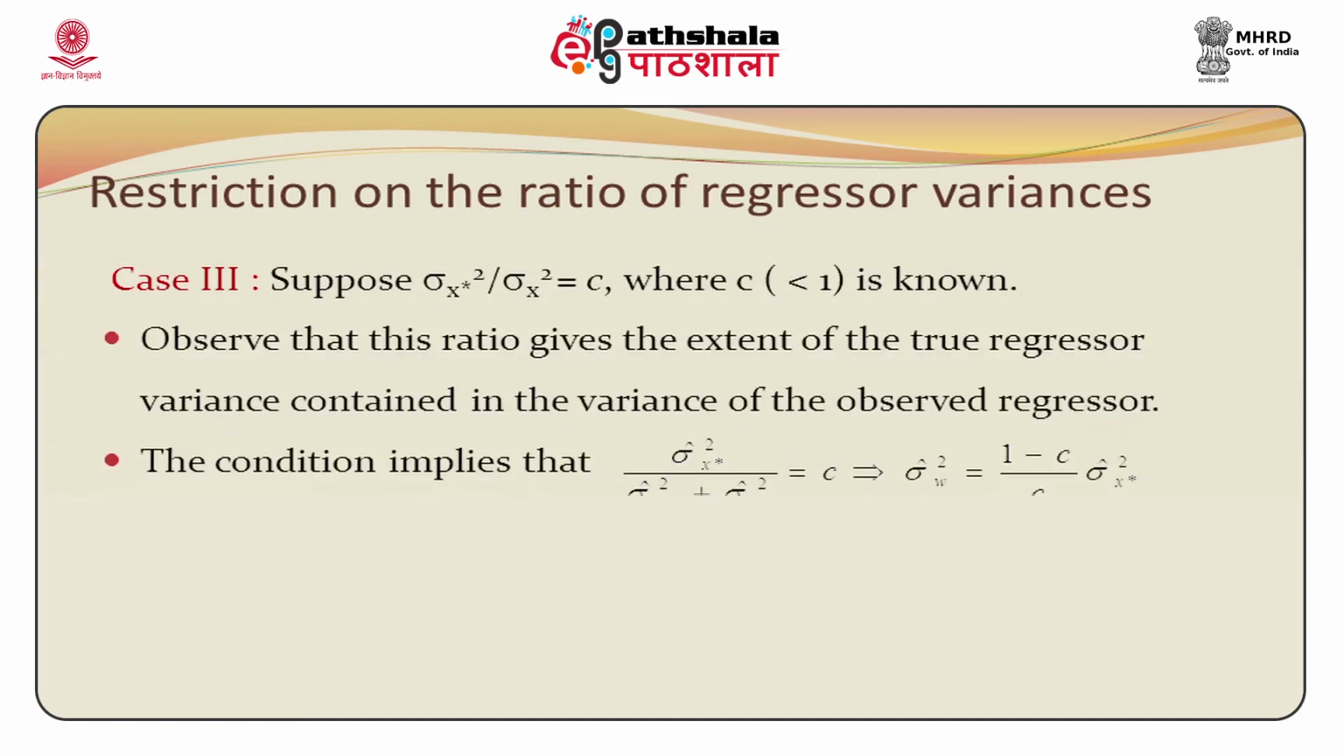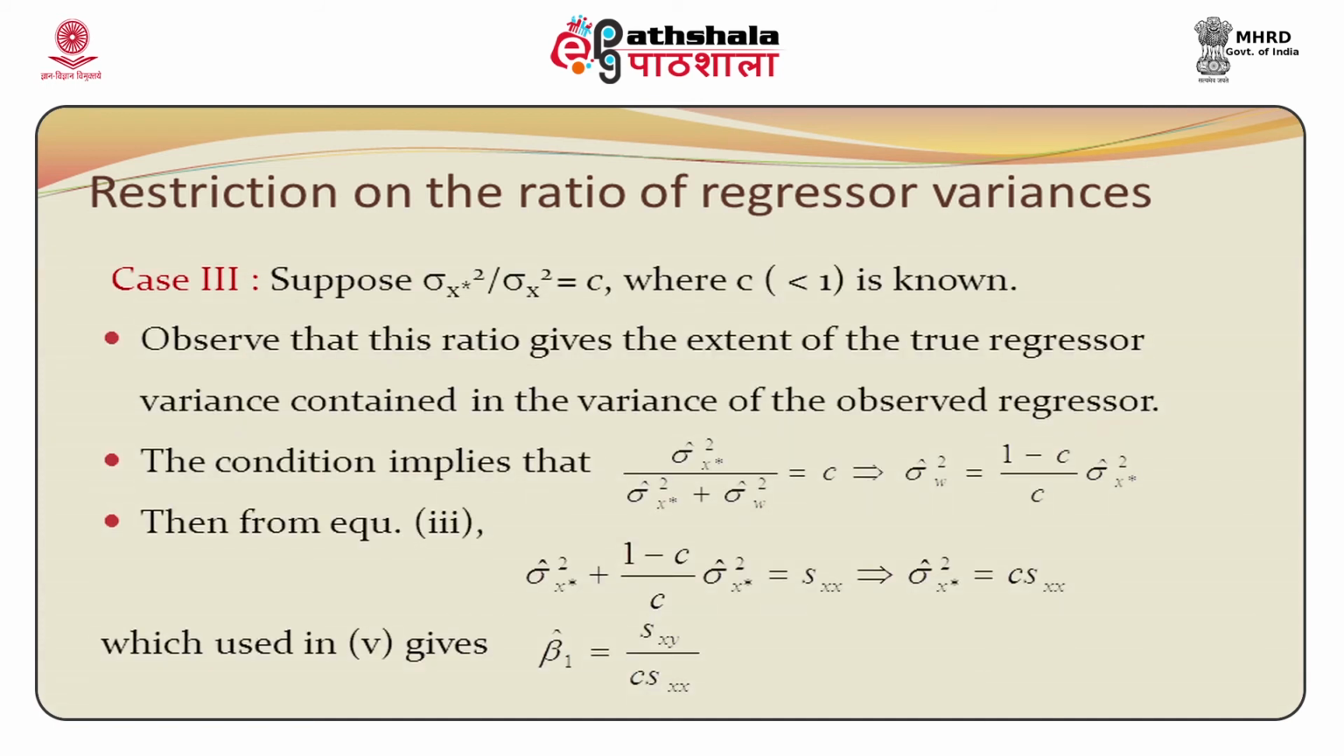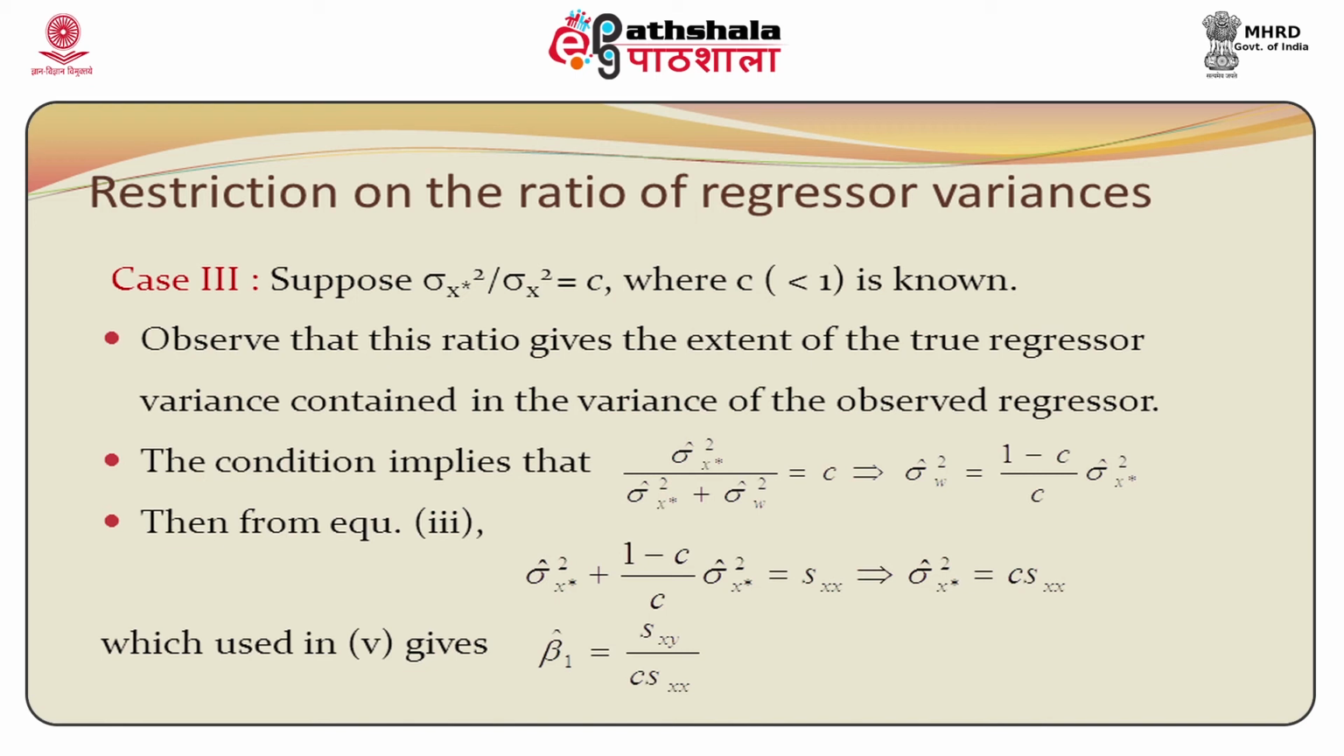Sigma x star square by sigma x square is equal to c, and c is a known constant which is less than 1. Now, why is it less than 1? This is because sigma x square, the denominator, is primarily the sum of sigma x star square plus sigma w square. So, this c is equal to sigma x star square by sigma x star square plus sigma w square, and hence must be less than 1. And if you solve this, we will find that sigma w square would come out to be 1 minus c by c into sigma x star square.